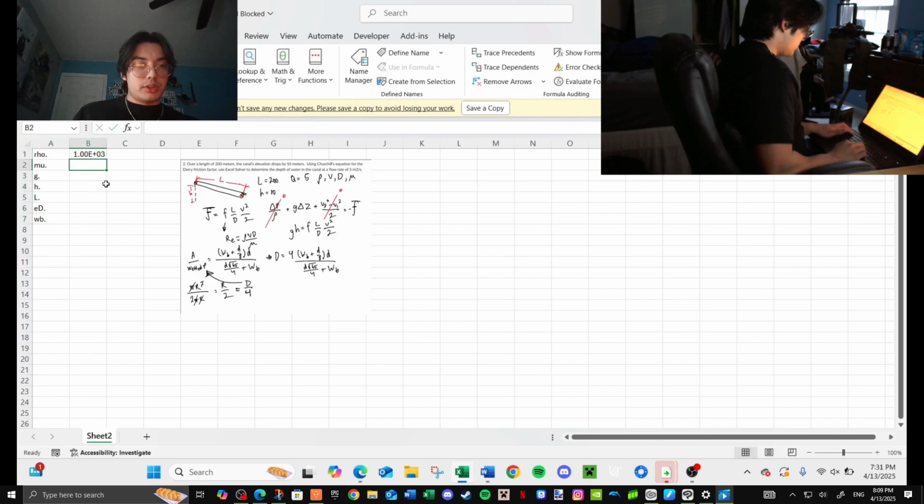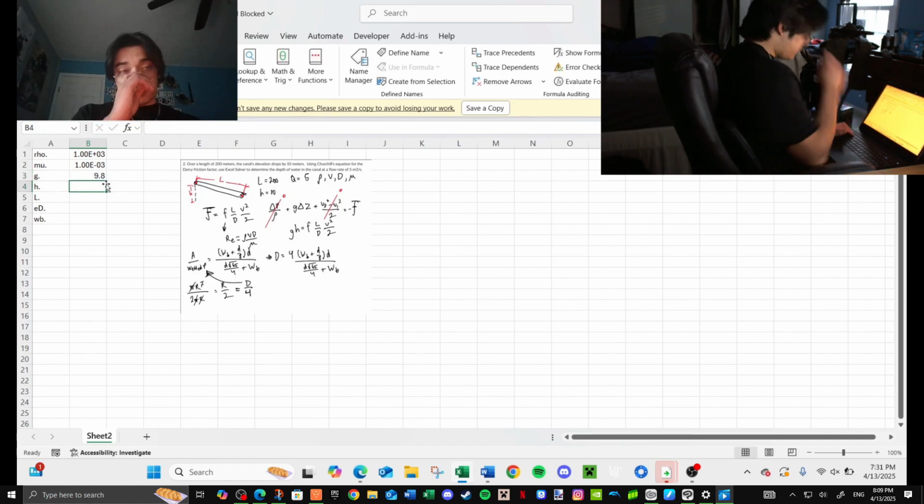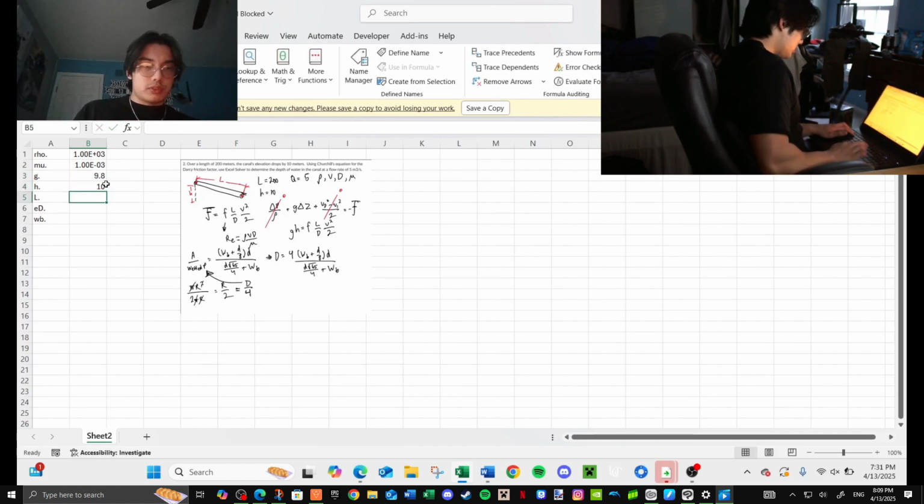Rho is 1e3, mu is 1e negative 3. This is the variable for gravity. 10 meters for height, 200 meters for length.